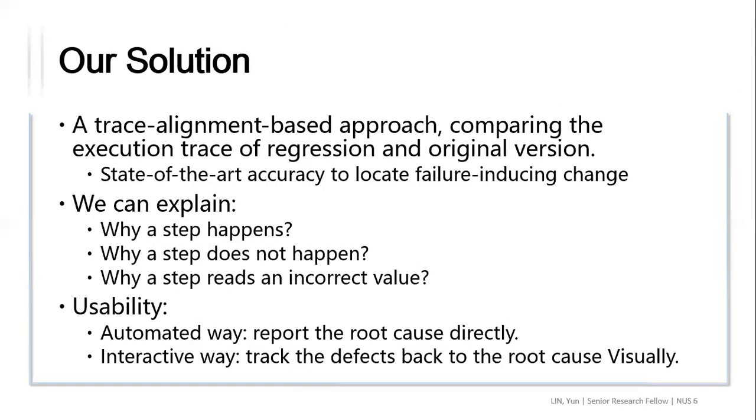In this work, we propose a trace alignment-based approach, which compares the execution trace of the regression and the original trace. Our approach can not only achieve state-of-the-art accuracy in locating the failure-inducing change. Moreover, our approach can further explain questions like why a step happens, why a step does not happen, and why a step reads a variable with an incorrect value.